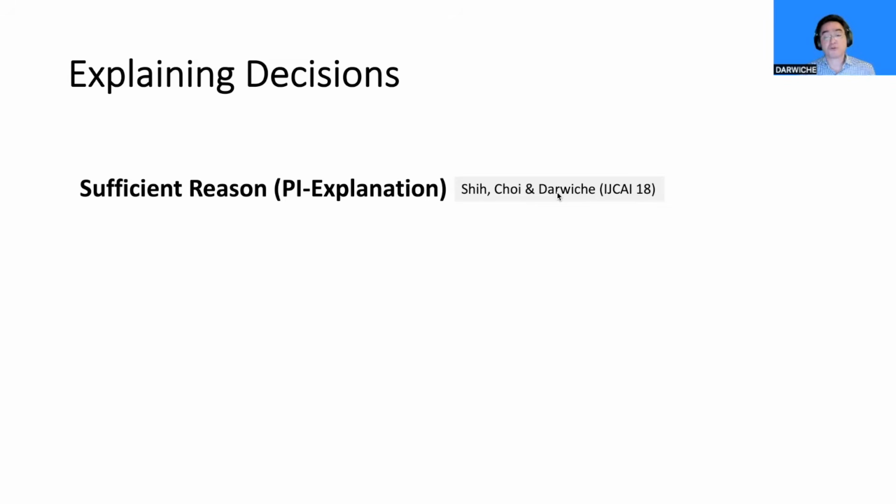The notion that we introduced in this paper, we called it then PI explanations. Later, we called it sufficient reasons, and you'll see why we made the switch in names. But this is a very simple notion, and it turned out to be a very influential one.